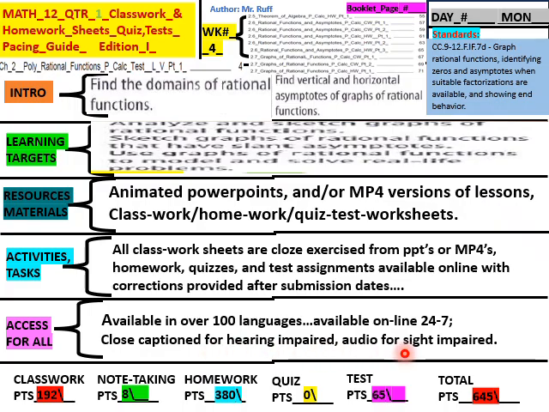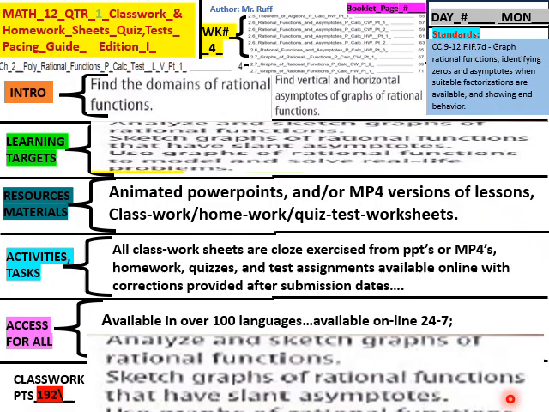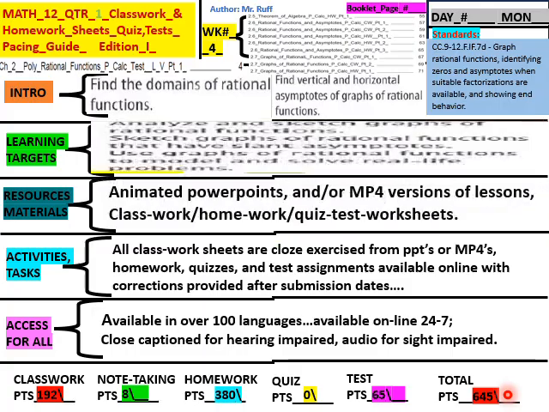audio for sight impaired. And then your classwork points are 192, note taking is 8 points, homework is 380 points, and then we have 0 points for quiz. Test is 65 points. That's this test up here. And so the total for week 4 is 645 points.